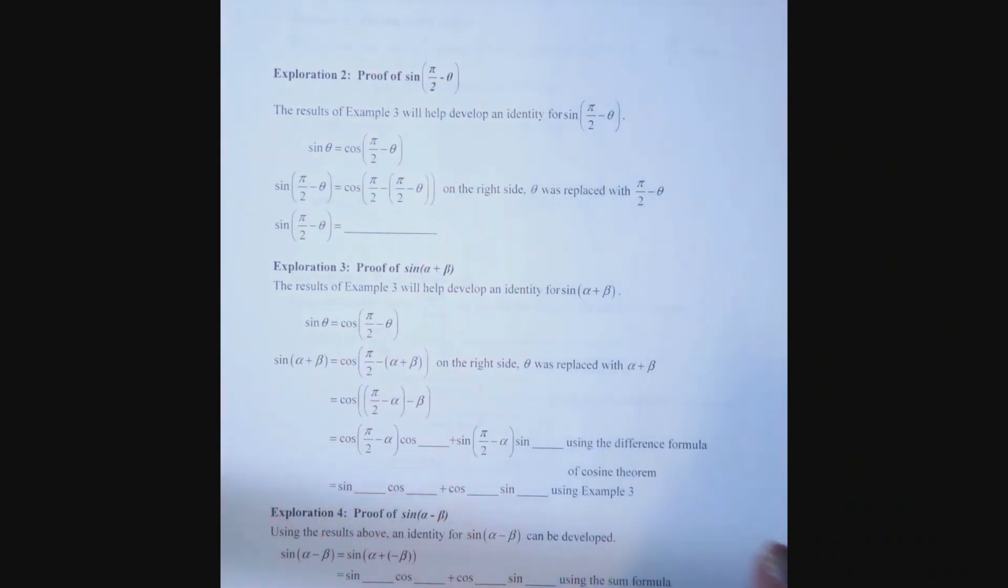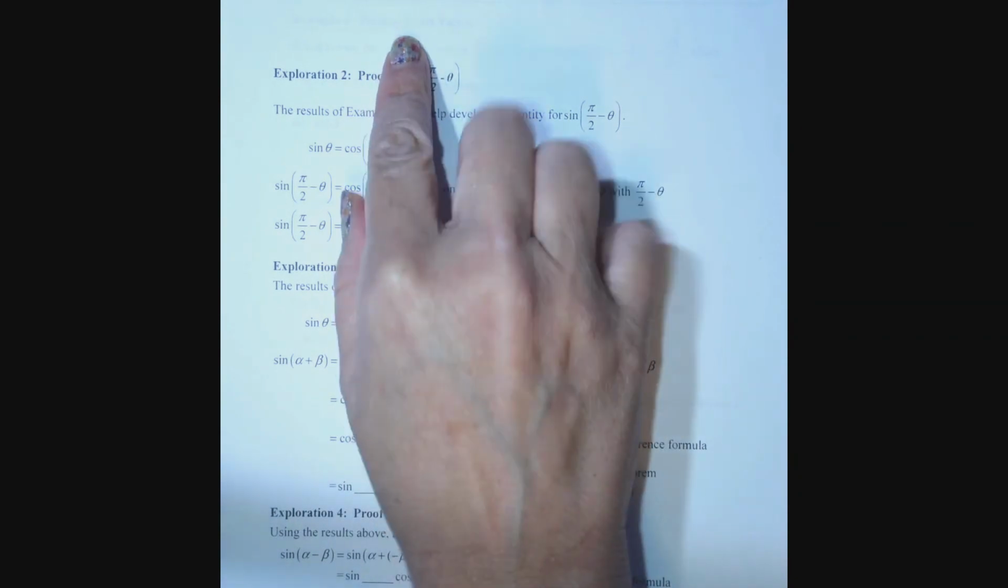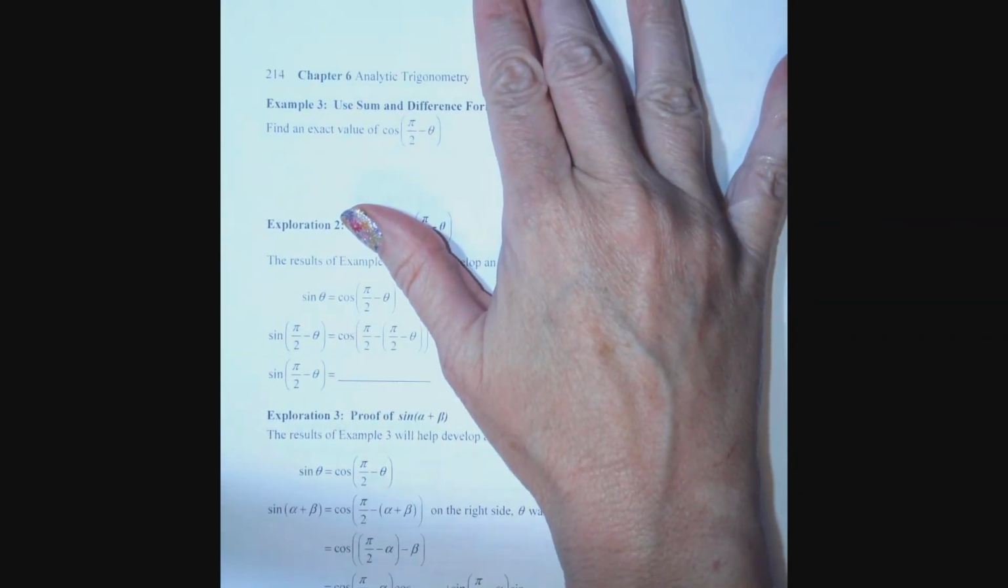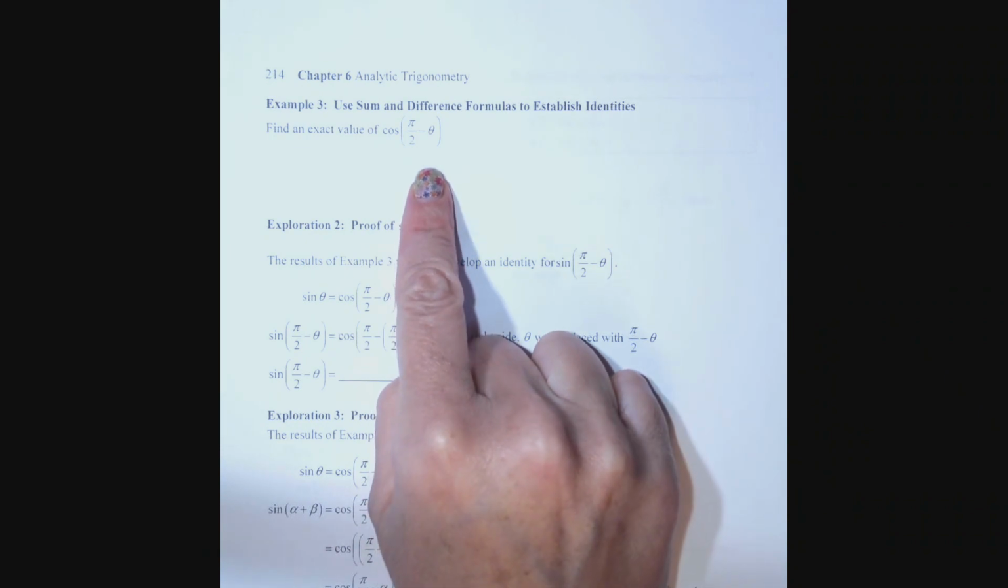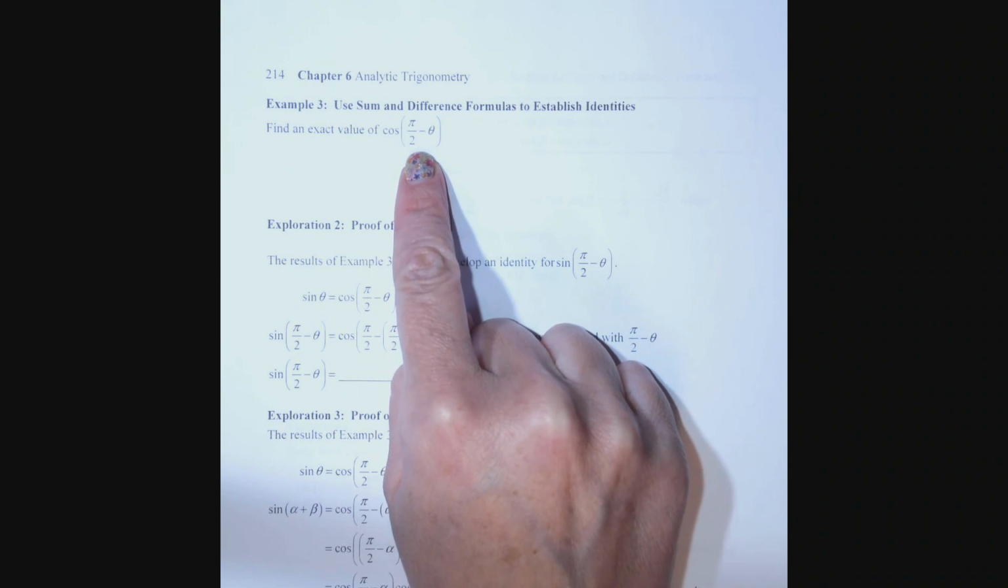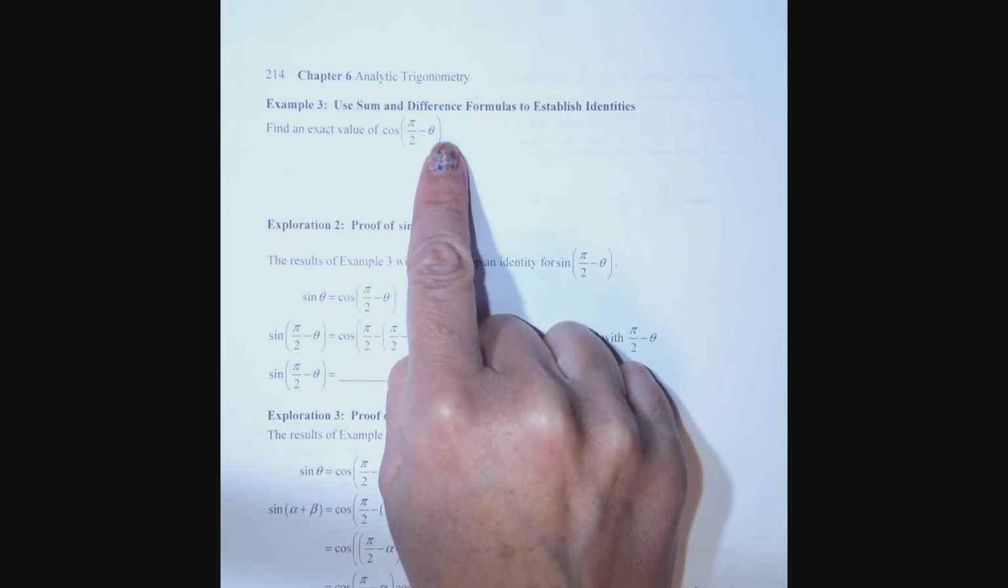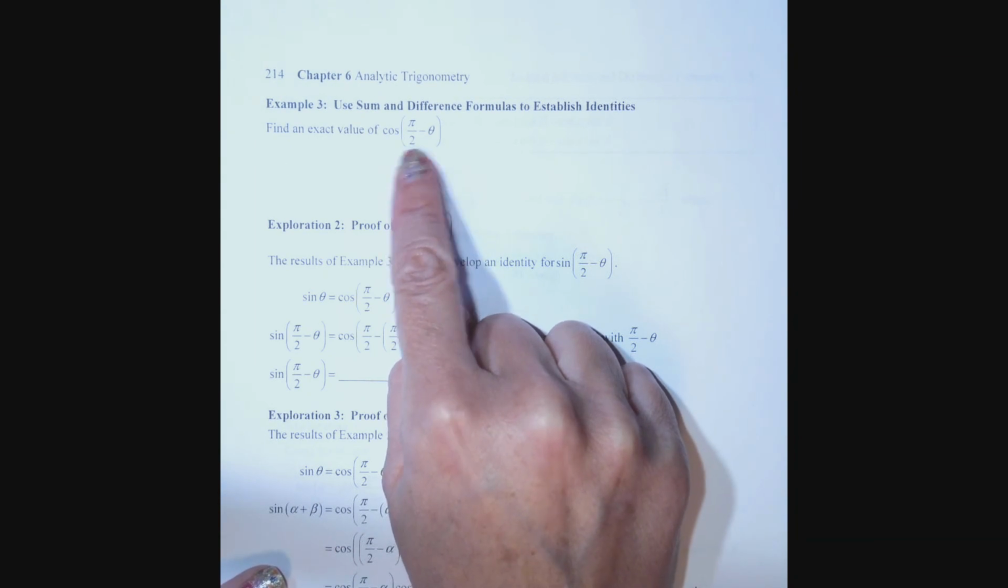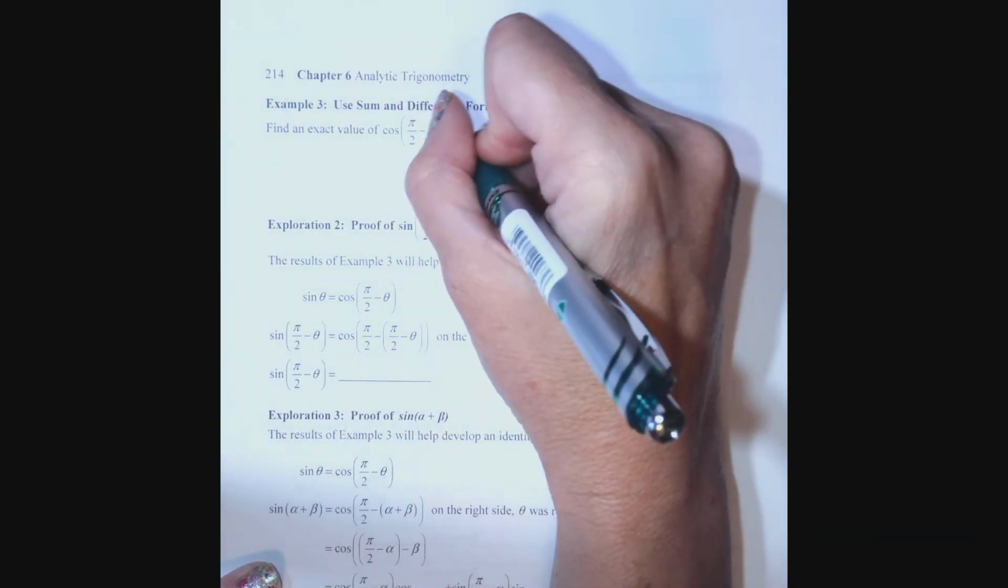Okay, using these sum and difference formulas to establish or verify identities. Find an exact value of cosine of pi half minus theta. Well, we are going to notice that we have a cosine difference identity set up where pi half is my alpha and theta is my beta, my second angle. I'm going to be able to plug in values for pi half. Theta is just any angle, so I can't plug in values for it. Let's see what we can do with this.